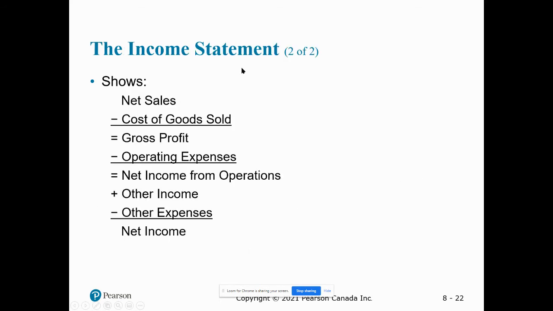So in a very broad, upper level sense, we have the net sales. Remember, that's the gross sales minus the sales returns minus the discounts. That gives us the net sales, less the cost of goods sold equals the gross profit. Then we take off the operating expenses. That leaves us with the operating income, or the net income from operations. We'll add up other income, we'll deduct other expenses, and that leaves us with net income.